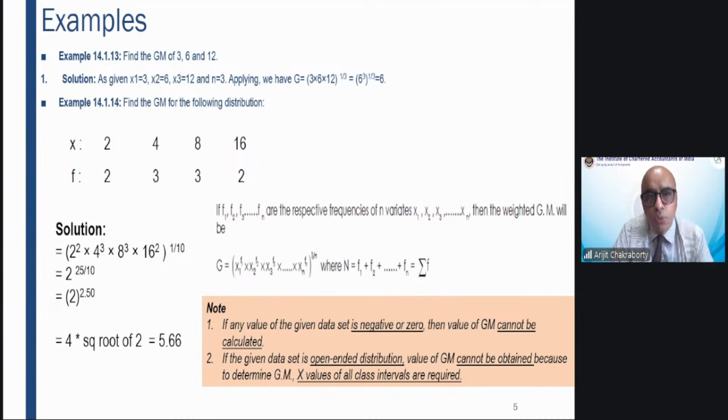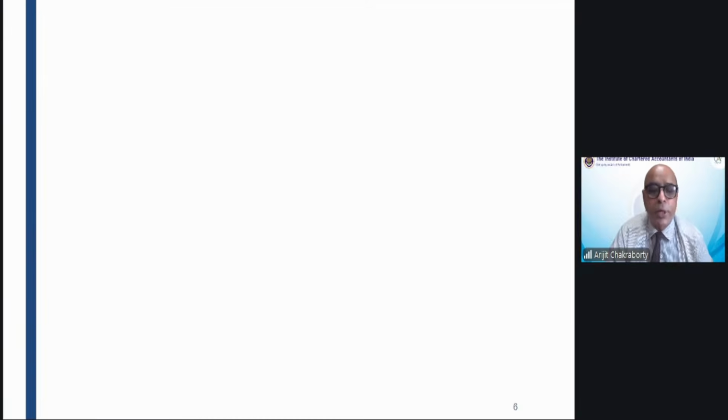Similarly, point number 2, as you can see, if the given data set is open-ended, then GM cannot be obtained. Why? Because for GM calculation, all values and all the values given in the class intervals are required. So these are 2 limitations. We now look at the next point, the advantages. And of course, we will look at the other disadvantages as well.